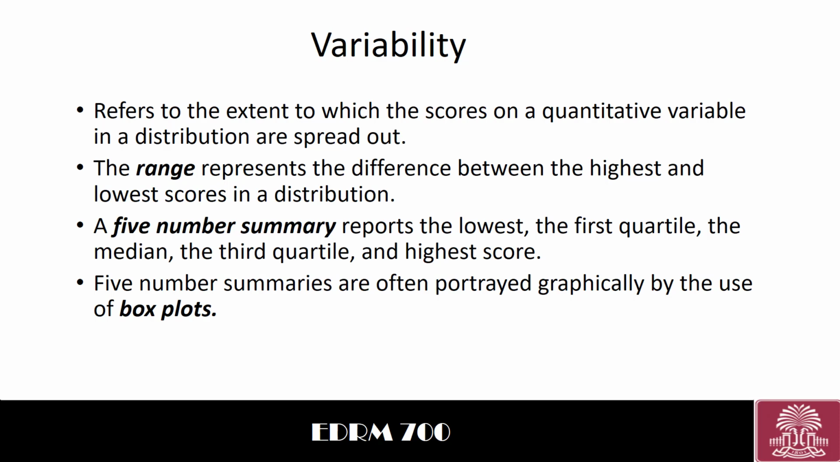A five-number summary reports the lowest, the first quartile, the median, the third quartile, and the highest score. This summary gives you a useful set of numbers in order to provide a general overview of the data. It is often portrayed graphically using box plots.